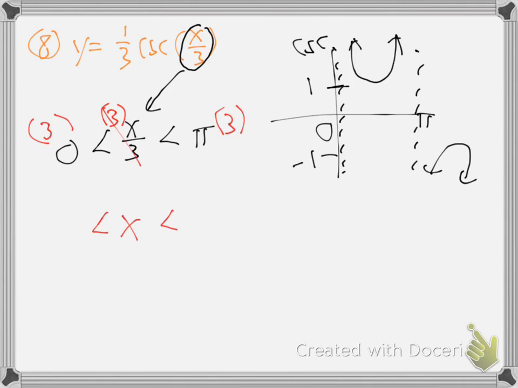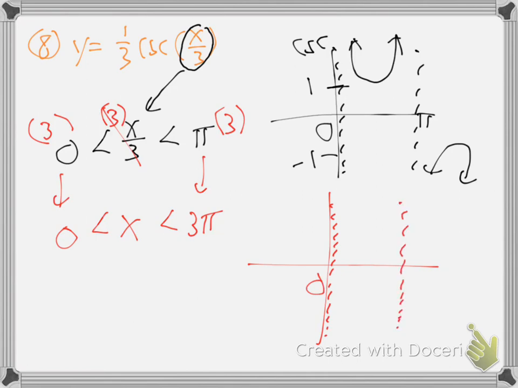What's 3 times 0? 0. And 3 times pi is just 3 pi. So the boundaries move, don't they? They move to go from 0, I'm just going to draw it in the same place and call it 3 pi now. 0 to 3 pi. They move from 0 to pi to 0 to 3 pi. Now, everybody good to there so far?